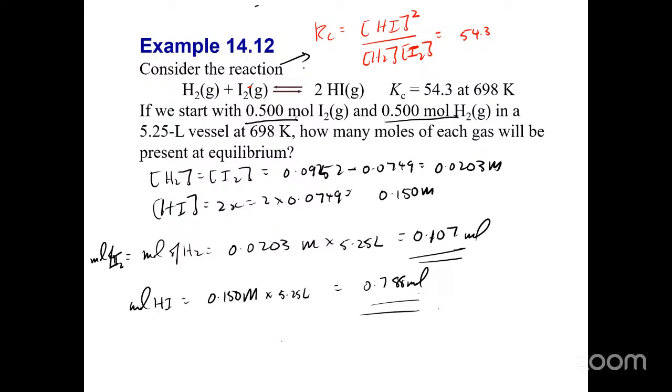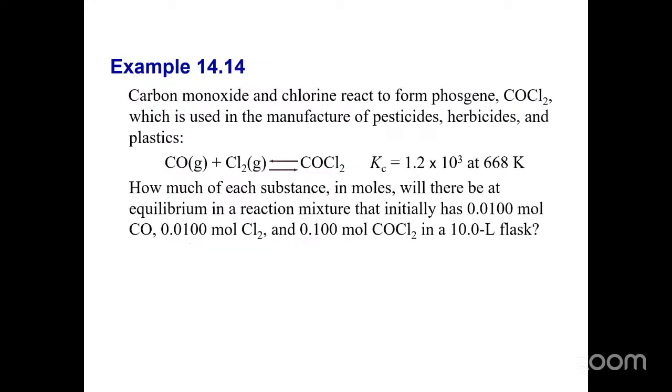No questions? Okay, the next example says carbon monoxide and chlorine react to form a compound known as phosgene, and it gives you the equation and the Kc expression. The question asks how much of each substance in moles will there be at equilibrium in a reaction mixture that initially has 0.0100 moles of carbon monoxide, the same amount of chlorine, and 0.100 moles of COCl2 in a 10-liter flask.